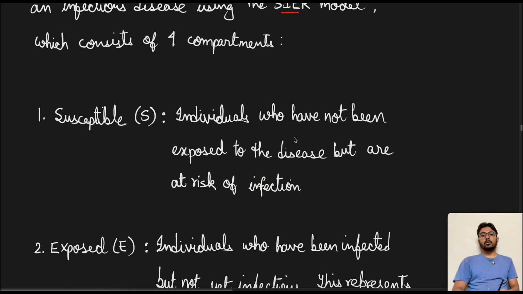Individuals who have not yet been exposed to the disease but are at risk of infection are called susceptible. So how do we distinguish that? If, let's say, a person is not at risk of getting this infection anytime soon, so it will not happen. Let's suppose a disease that happens only to men, so all the female population is basically not susceptible to that disease, right?